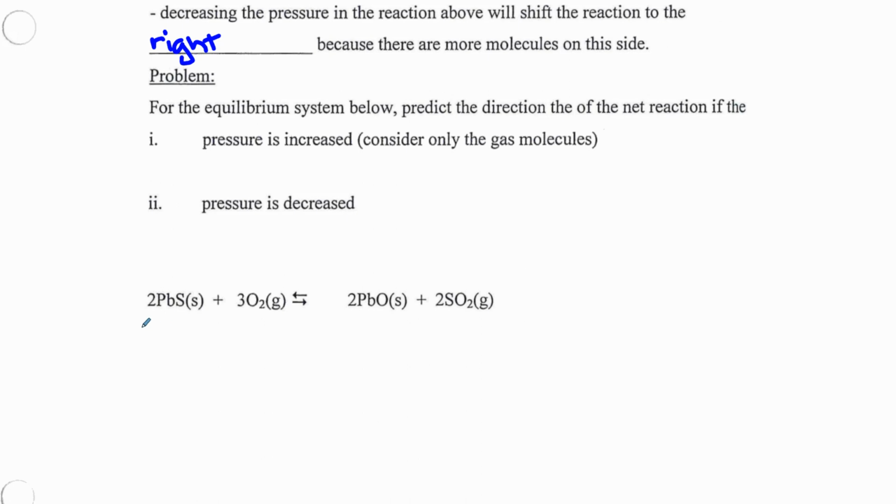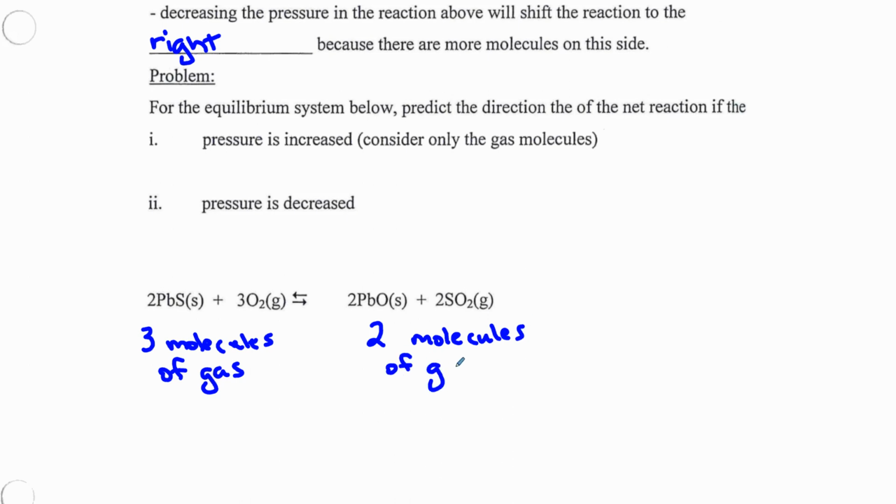Okay, so we've got 3 molecules of gas here. And we've got 2 molecules, because we're not looking at this one, we're just looking at this one, 2 molecules of gas over here. Okay, so only the gas molecules. We're not looking here. So that means that this is our high pressure side, and this is our low pressure side.